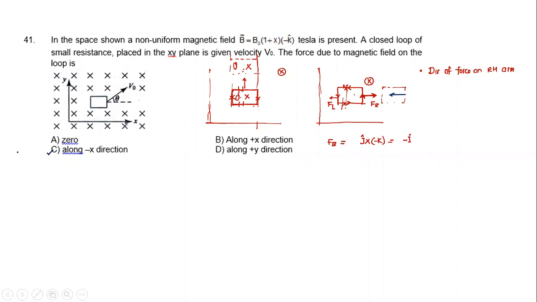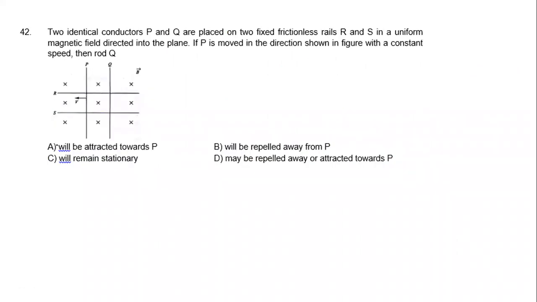Next one. This is a pretty simple one. These two are fixed rails, R and S are fixed. These two are fixed. So if P is moved in this direction, what will happen to rod Q?